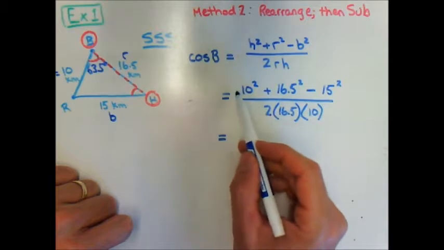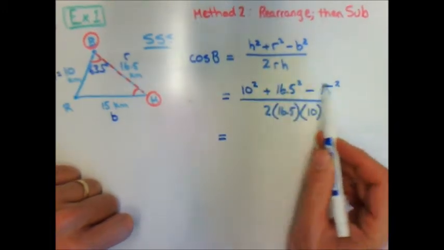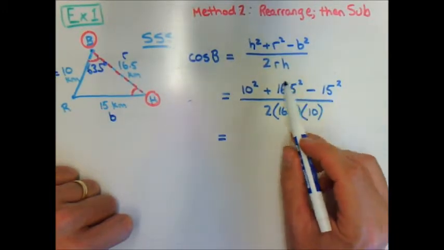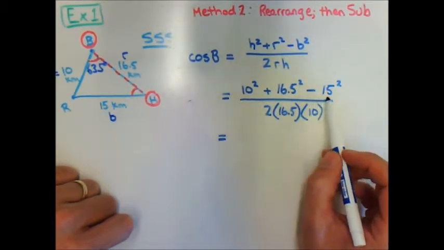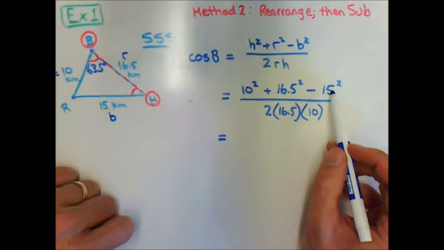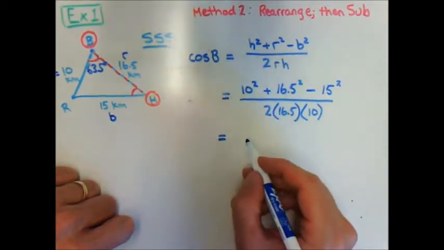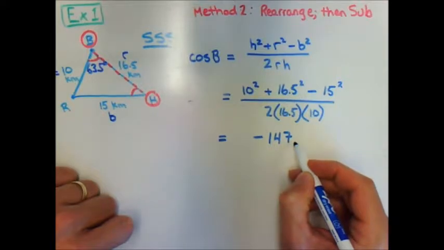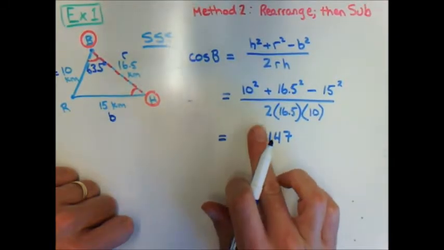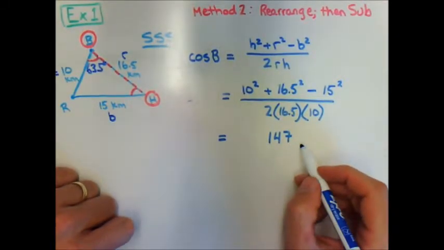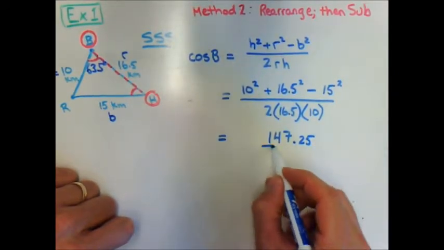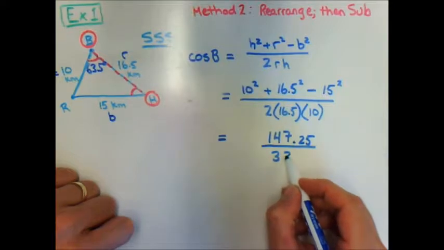This whole numerator you can just put right in your calculator. It's going to be 10 squared, which is 100, plus 16.5 squared, minus 15 squared, which is 225. And the result that your calculator will chuck out at you is negative 147. Sorry, it'll be positive 147.25 over 330.